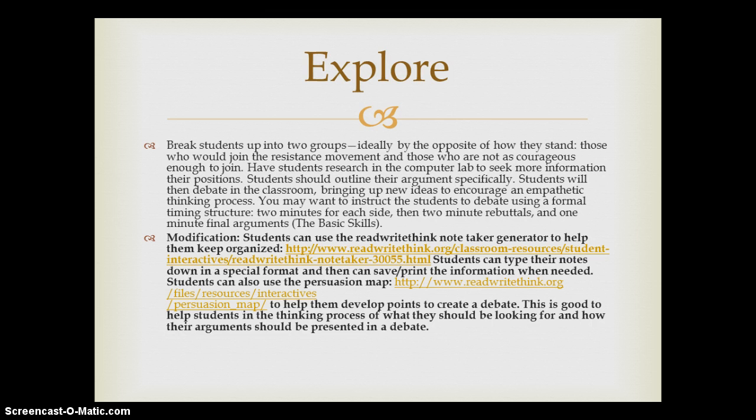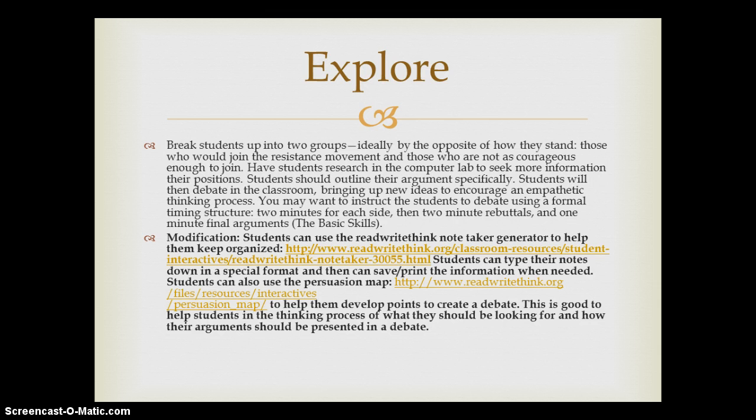And then I would break students up into groups, ideally by the opposite of how they stand, and getting into the resistance movement. Would you help the Jewish people out, or would you not help the Jewish people out? And I would have students research why they would stand for the resistance movement or be against it. And this would help them develop some more empathy, even if they don't stand for it. And we needed another person to not stand for it in our debate. I would have them research and kind of give them a better understanding of what's going on.